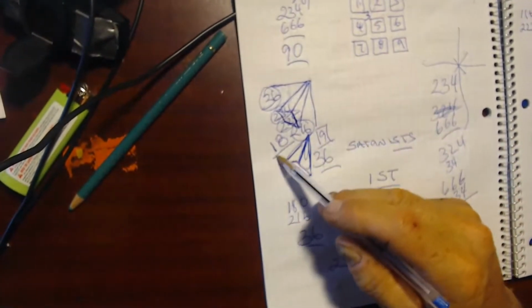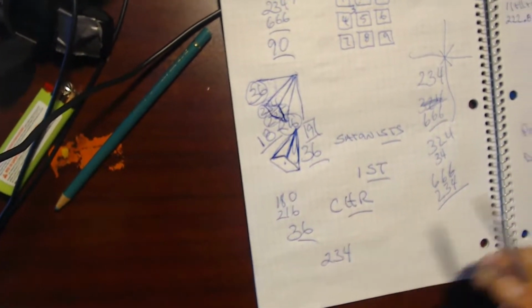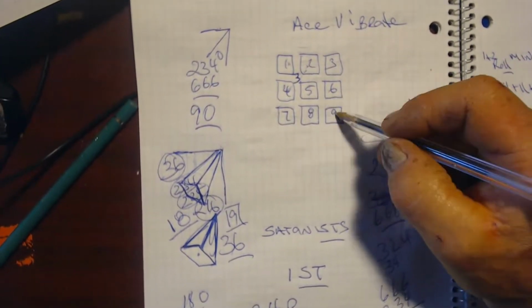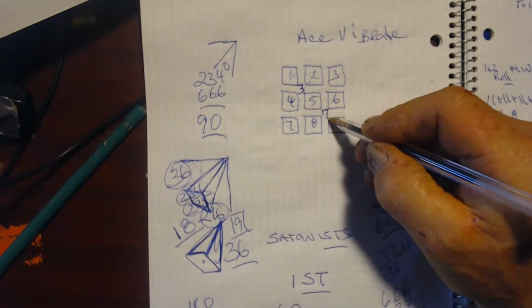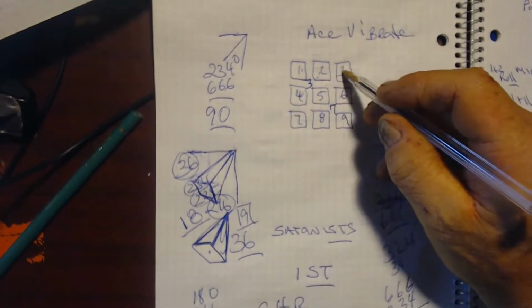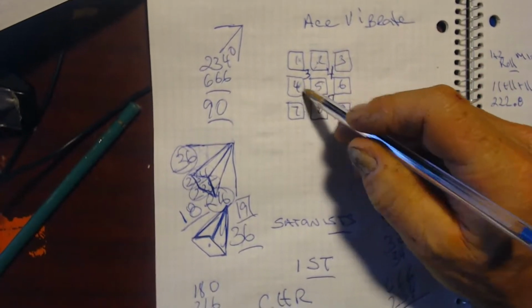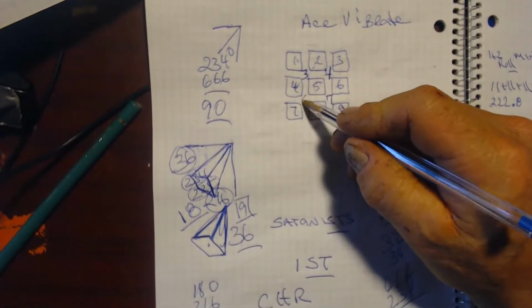Only a difference of 18. Okay, so over here we have number 3. Between 5 and 9, it's going to be 7. Between 3 and 5 and 2 and 6, it's going to be 4. Between 5 and 7 and 4 and 8, it's going to be 6.